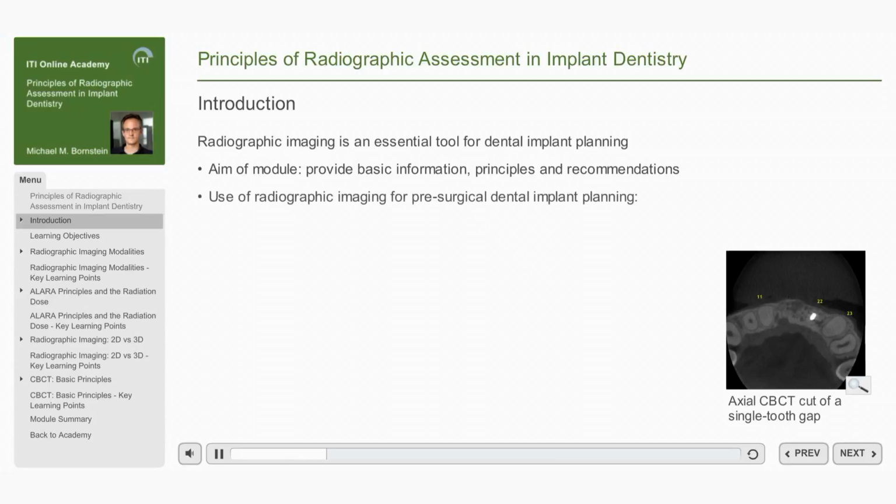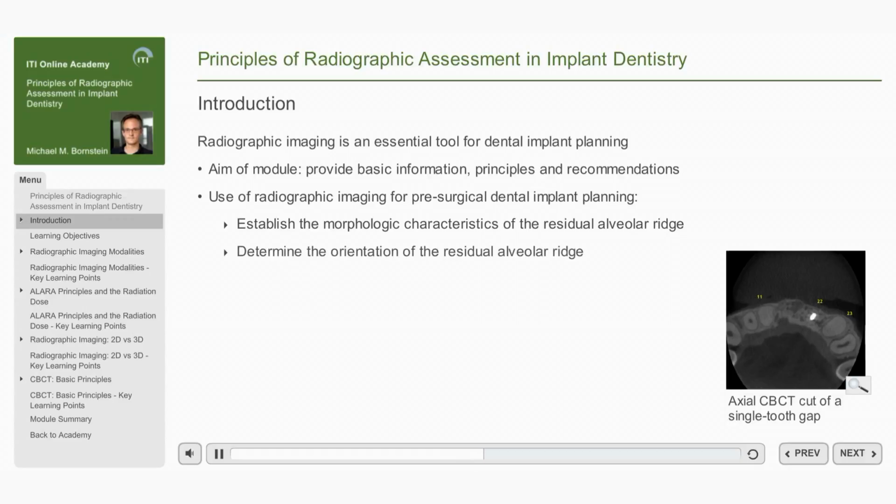The use of radiographic imaging modalities for pre-surgical dental implant planning should be adequate to provide information supportive of the following three goals. To establish the morphologic characteristics of the residual alveolar ridge. This includes considerations of bone volume and quality, vertical bone height, horizontal width, and edentulous saddle length.